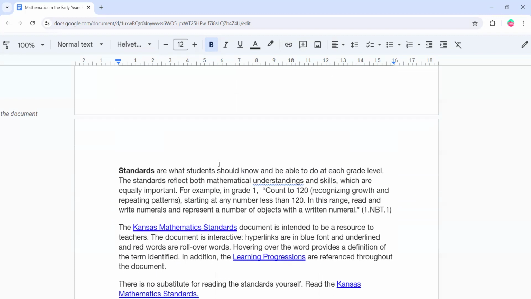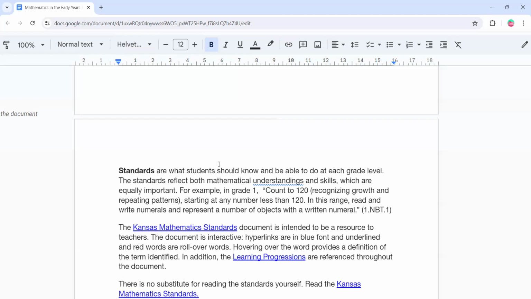Now, the last category, standards, are what students should know and be able to do at each grade level. The standards reflect both mathematical understandings and skills, which are equally important. For example, in grade 1, count to 120. Start at any number less than 120. In this range, read and write numerals and represent a number of objects with a written numeral. So that's a good example.